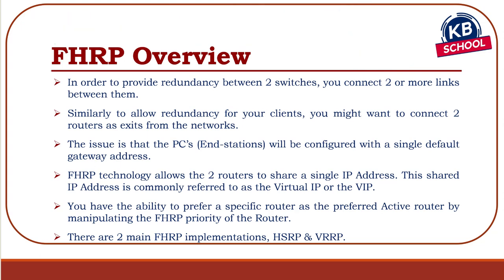So let's take a look at this. The issue is that the PCs and stations will need to be configured with a single default gateway, and if that device goes down, guess what? You need to reconfigure the PCs. We talked about that. FHRP protocol or technology will allow the two routers to share a single virtual IP address and also a MAC address. So it will be basically a single shared IP and MAC combination.